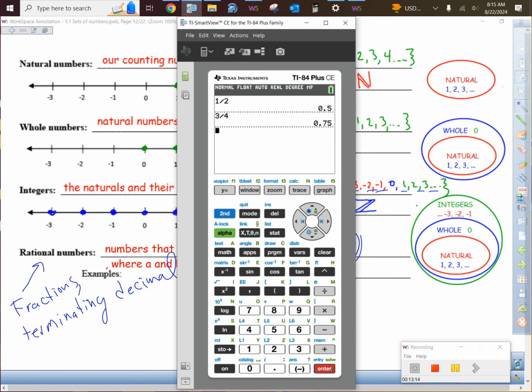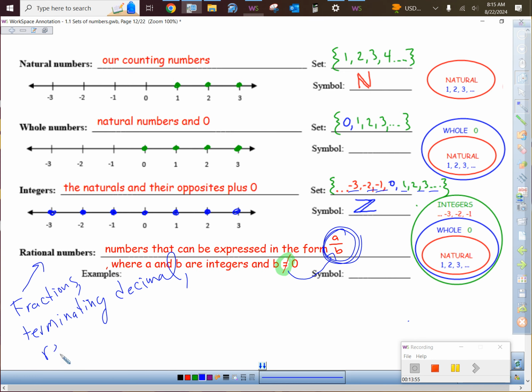But then, 1/3. That does not terminate. Would you believe that that goes on forever and ever and ever? But you probably used to put a little bar above that, right? A little bar. That's because that's called a repeating decimal. Any repeating decimal.